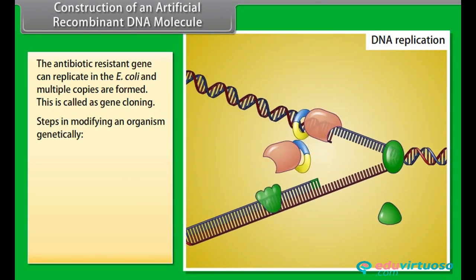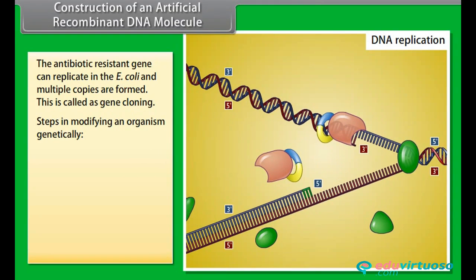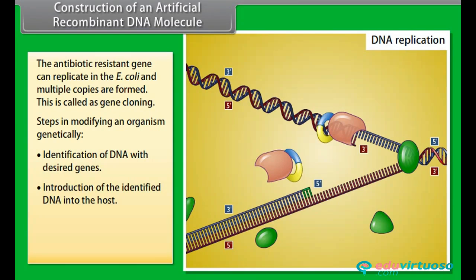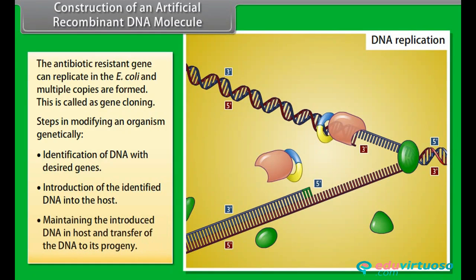Steps in modifying an organism genetically: identification of DNA with desired genes, introduction of the identified DNA into the host, maintaining the introduced DNA in the host and transferring the DNA to its progeny. Tools of recombinant DNA technology.